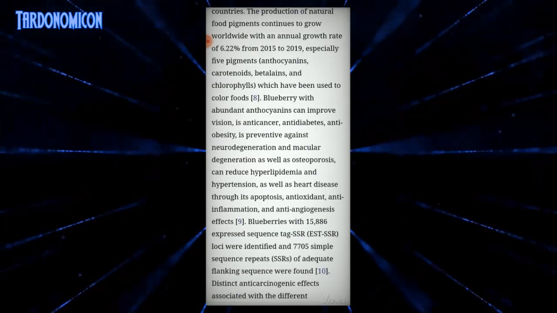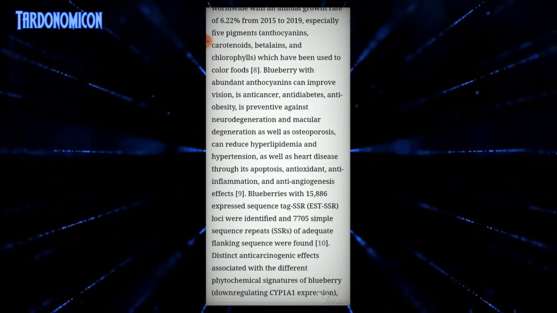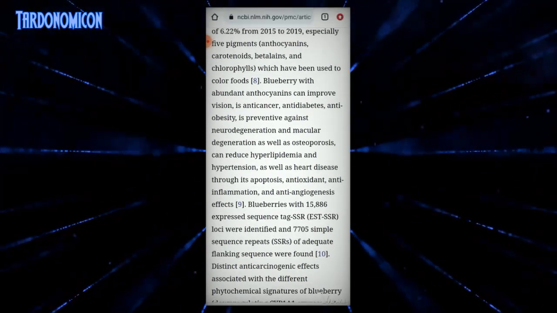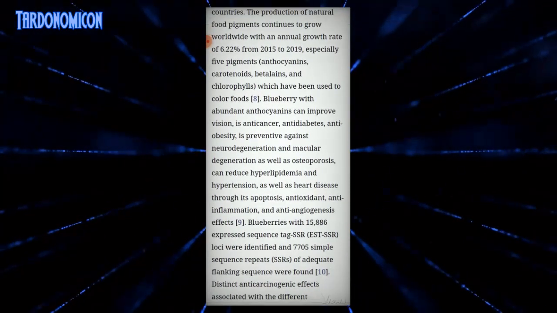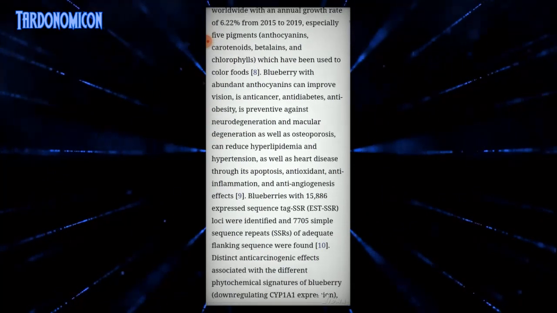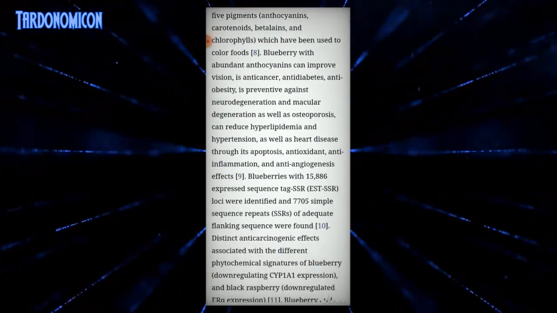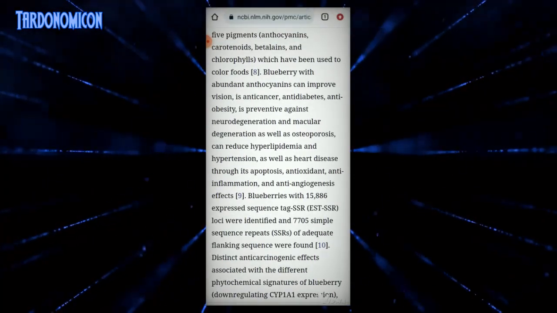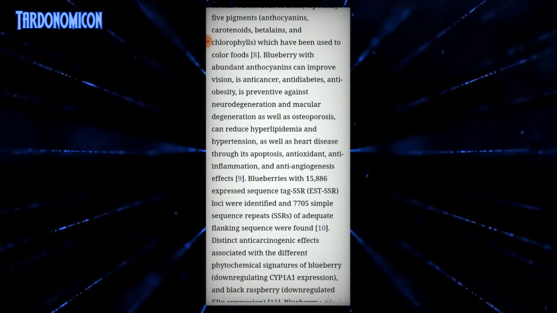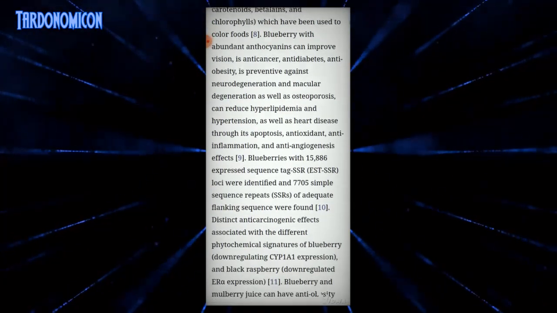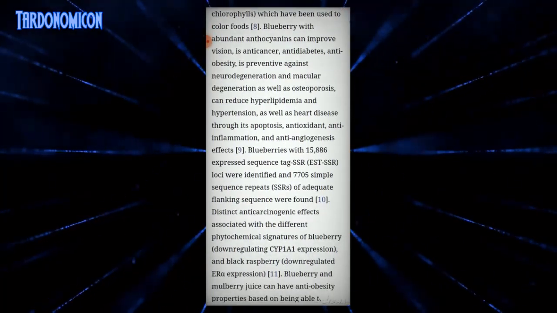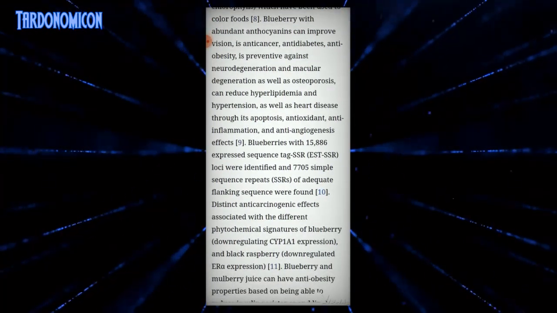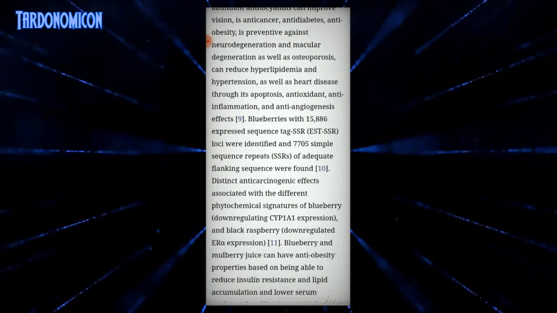Blueberry with abundant anthocyanins can improve vision, and it is anti-cancer, anti-diabetes, anti-obesity. It's preventive against neurodegenerative and macular degeneration, as well as osteoporosis. It can reduce hyperlipidemia, meaning high blood fat, and hypertension, as well as heart disease through its apoptosis, antioxidant, anti-inflammatory and anti-angiogenesis effects.